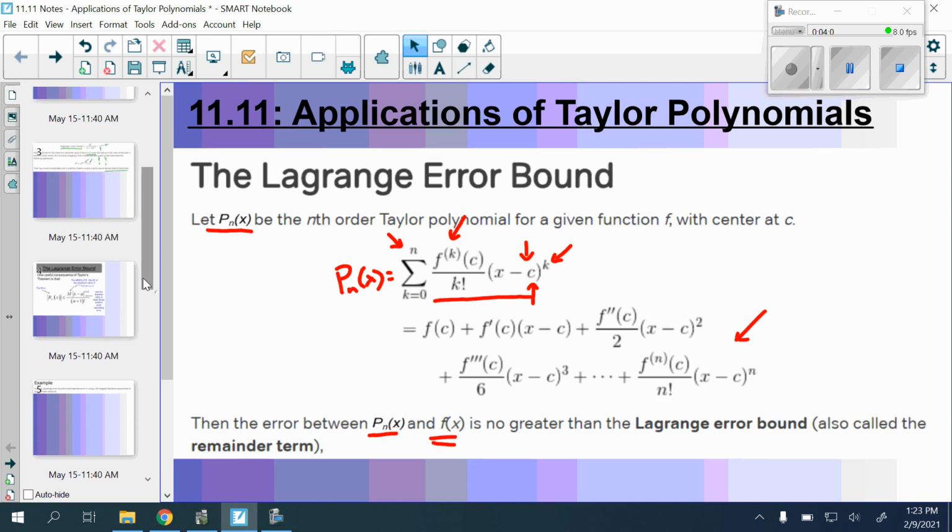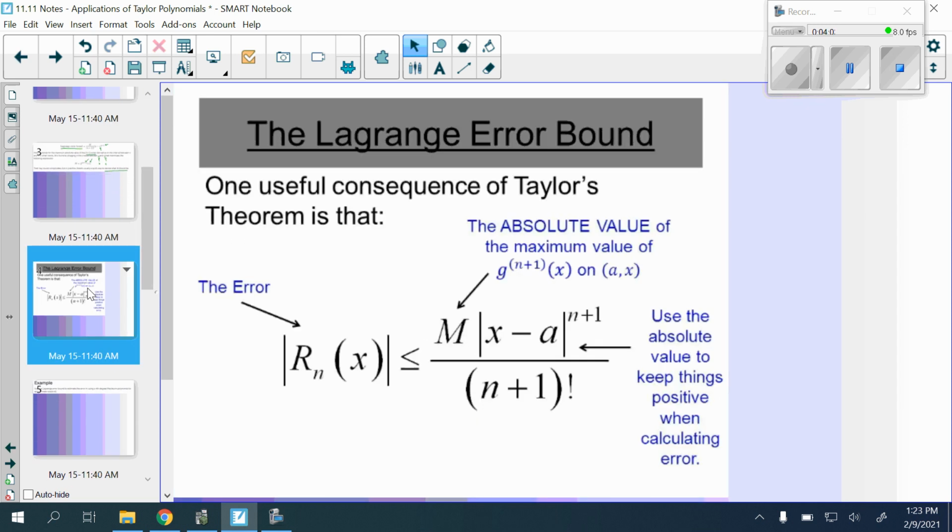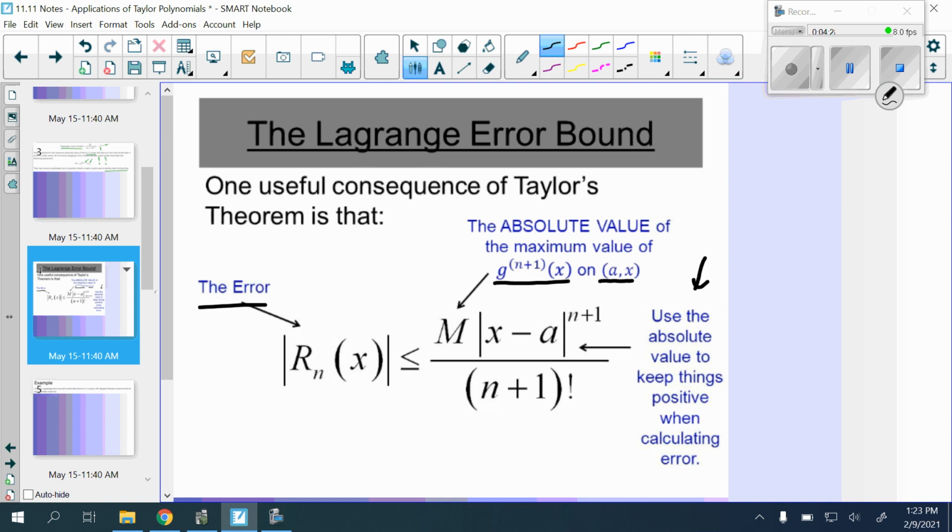So here's that same formula again. R sub n of x, that's our error over here. When we're doing this, our M value is going to be that n plus 1 derivative. What can that derivative be at its biggest on that interval? Then we use absolute value to keep things positive when we're calculating the error. So same thing, just written a little bit differently.